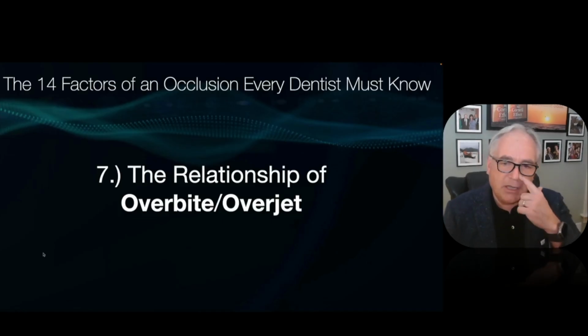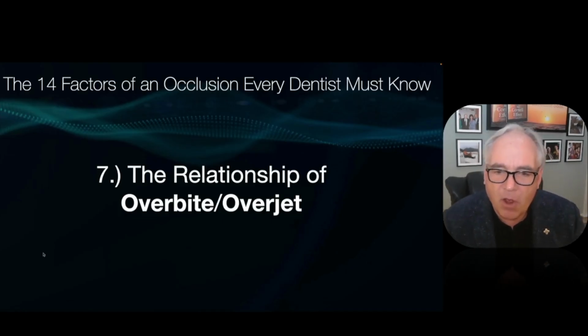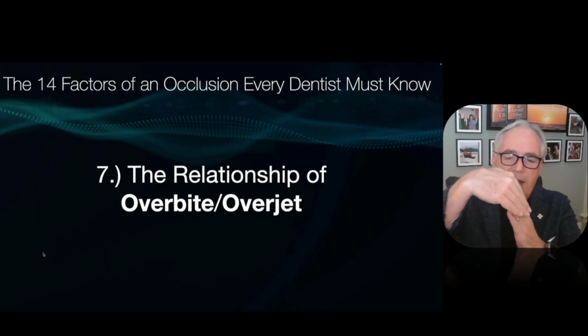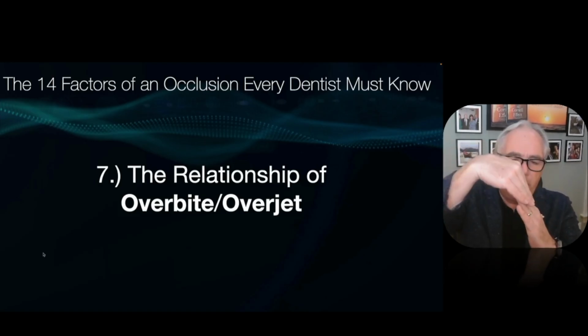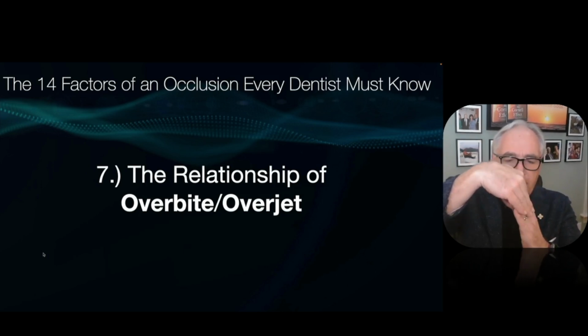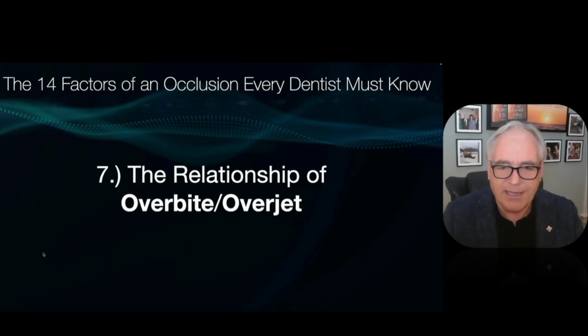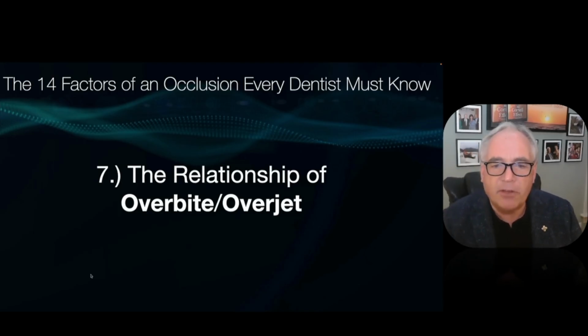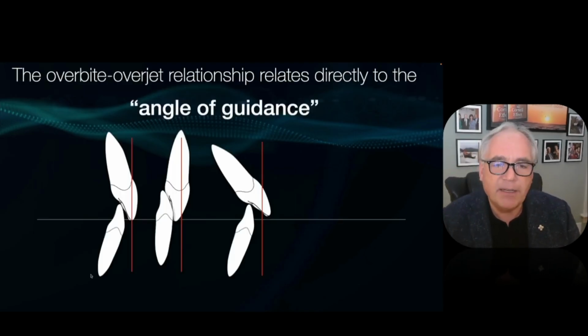Number 7, we're going to look at the relationship of the overbite and the overjet. And so, as we said, and it makes sense that if we want to have posterior disclusion, there's got to be some level of coupling. And the deeper the overbite gets and the tighter the overjet gets, or the deeper the overbite, the less the overjet, generally the steeper the guidance. And the steeper the guidance may lead to problems with envelope of function, which we'll talk about in a second.